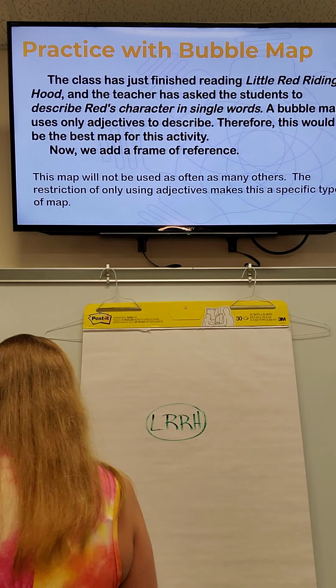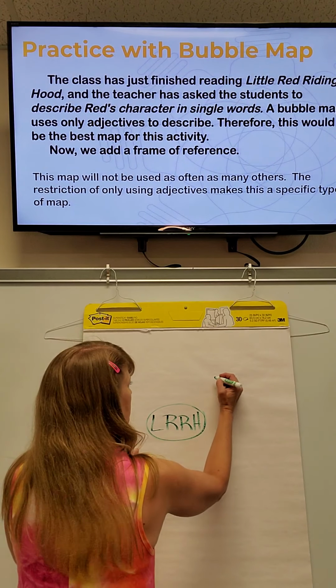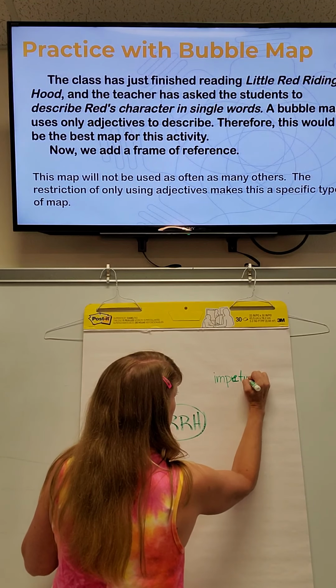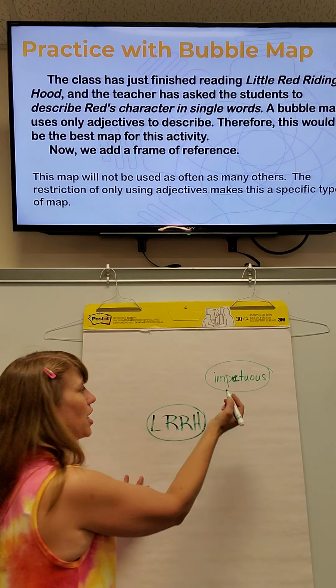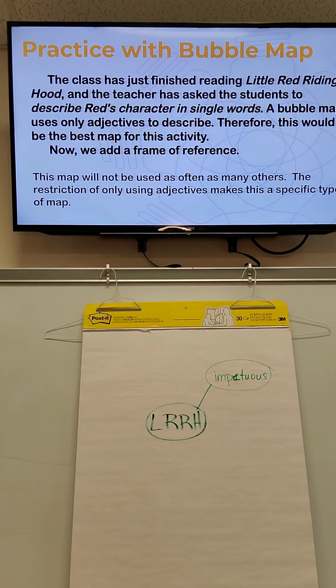Oh, that marker doesn't work very good, does it? Let me get another one. Okay. And let's see. Some of the things I remember about Little Red Riding Hood is she was very impetuous. Oh, impetuous. Almost spelled that wrong. Okay. Notice that I write the word and then connect it. Don't let the kids draw the bubbles first or they think they have to have a specific amount. What you want is for them to be able to get as many as they can.